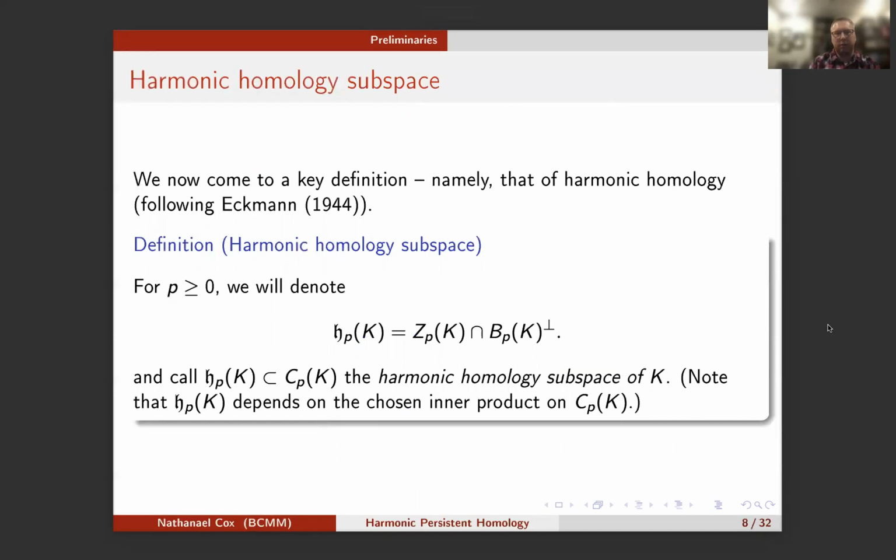And now transitioning here, we come to our key definition of harmonic homology, which is originally due to Eckmann in 1944. For P greater than or equal to 0, the harmonic homology subspace is the intersection of the cycles with the orthogonal complement of the boundary. Now, because the orthogonal complement depends on your choice of inner product, the harmonic homology subspaces depend on your choice of inner product. The important thing to note with these spaces, though, is that they are actual subspaces of the chain space, whereas your typical homology is a quotient space.